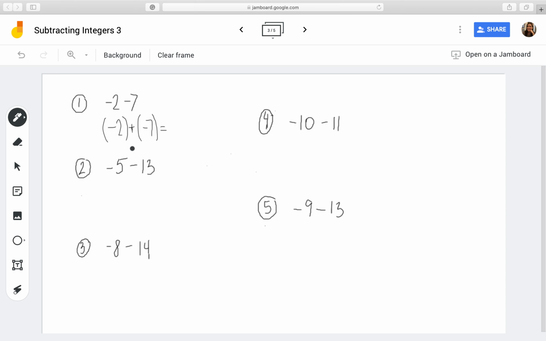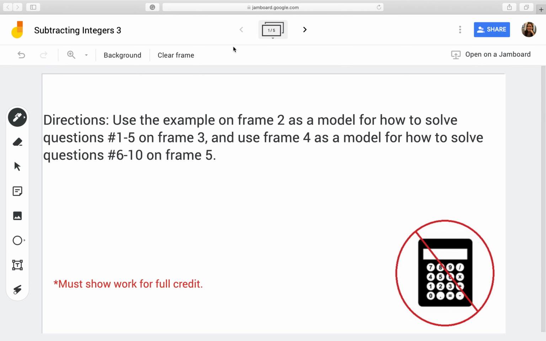And then we would just solve. 2 plus 7 is 9, and we know the answer is negative since both of the numbers we're adding are negative. Now we're going to use frame 4 as a model for how to solve questions 6 through 10 on frame 5.